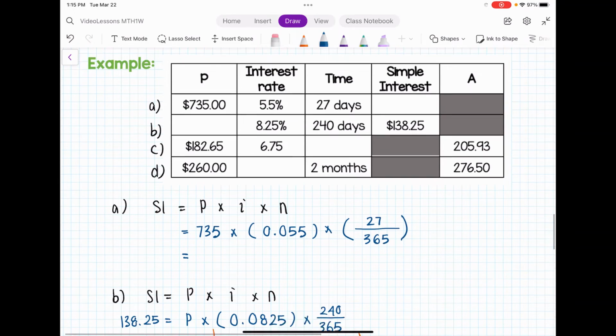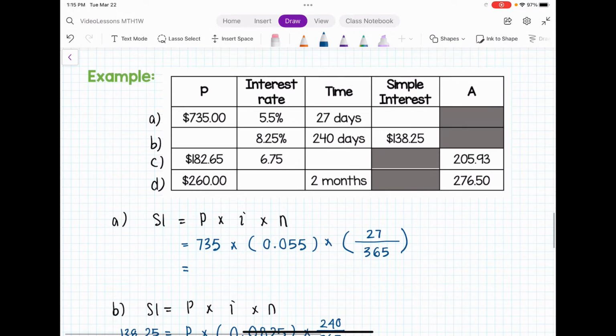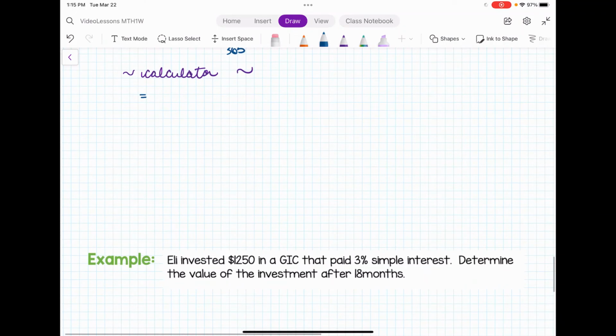Now for question C. In question C, if we look, we're being given the accrued amount, which means we need to use a different formula.